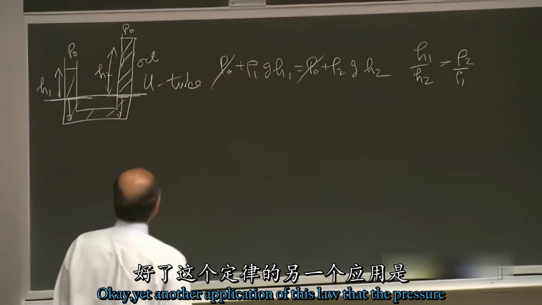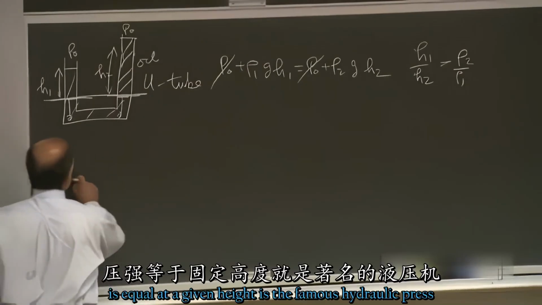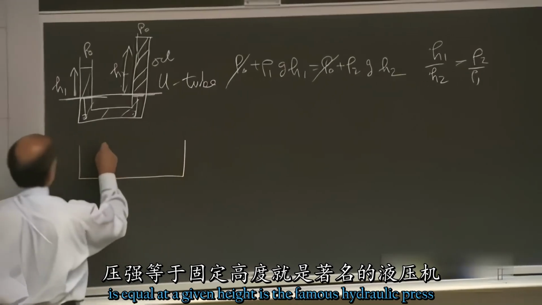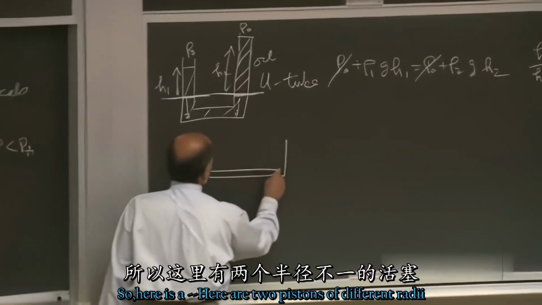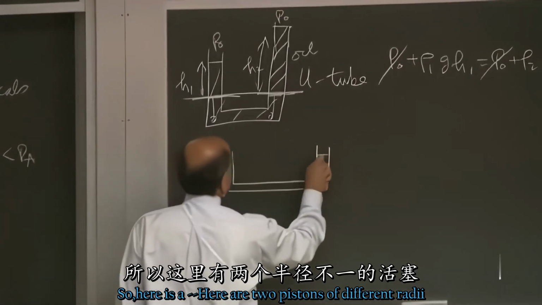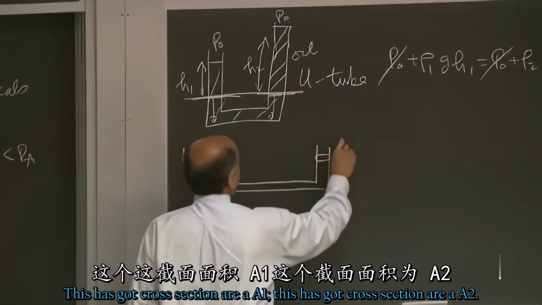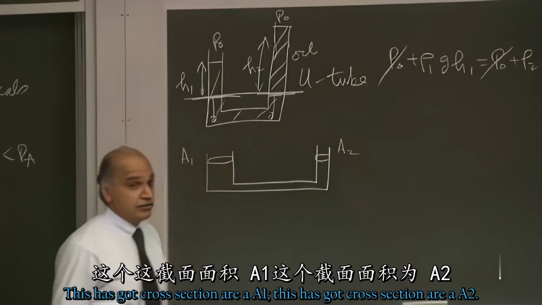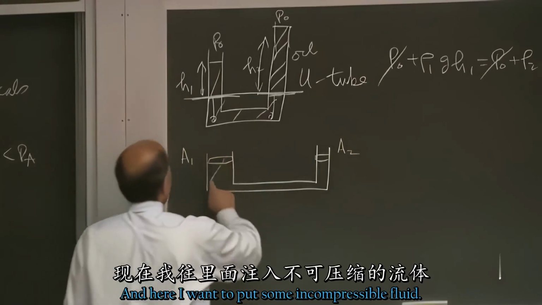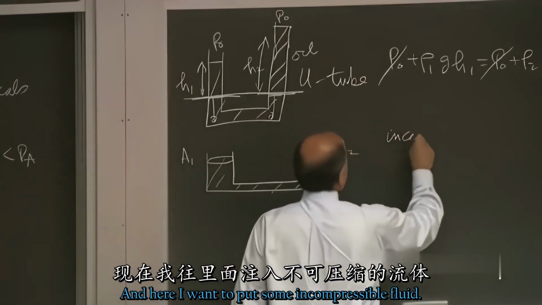Okay, yet another application of this law that the pressure is equal at a given height is the famous hydraulic press. So here are 2 pistons of different radii. This has got cross-section area A1. This has got cross-section area A2. And here, I want to put some incompressible fluid.